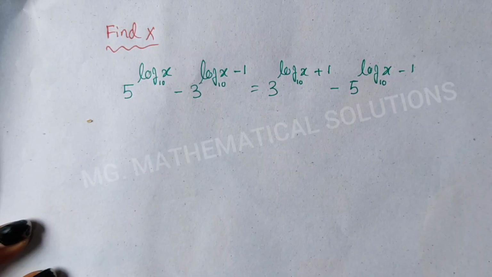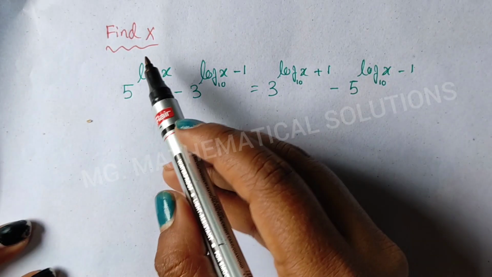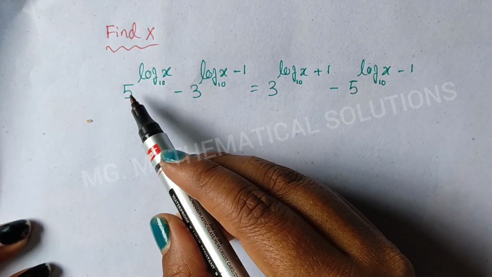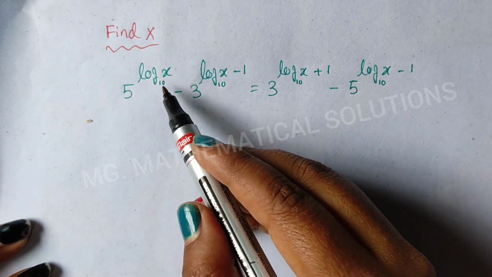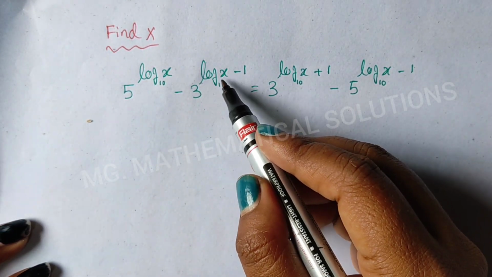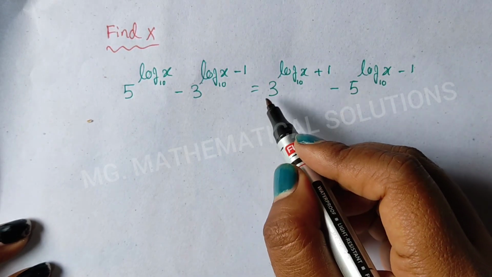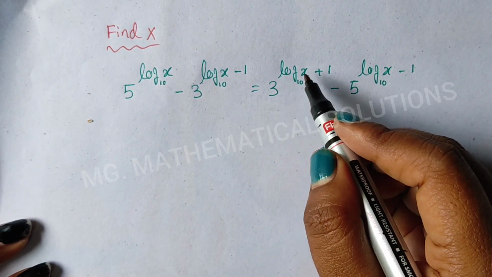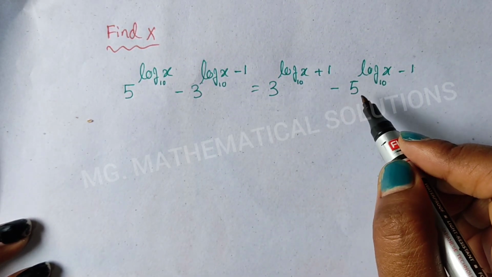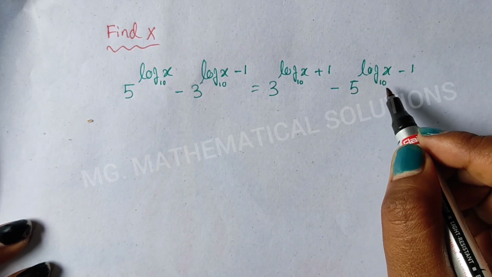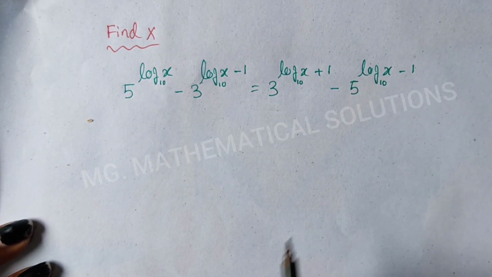Hi students, today I solve a nice logarithm problem: find x, where 5 to the power log x base 10 minus 3 to the power log x base 10 minus 1 equals 3 to the power log x base 10 plus 1 minus 5 to the power log x base 10 minus 1.